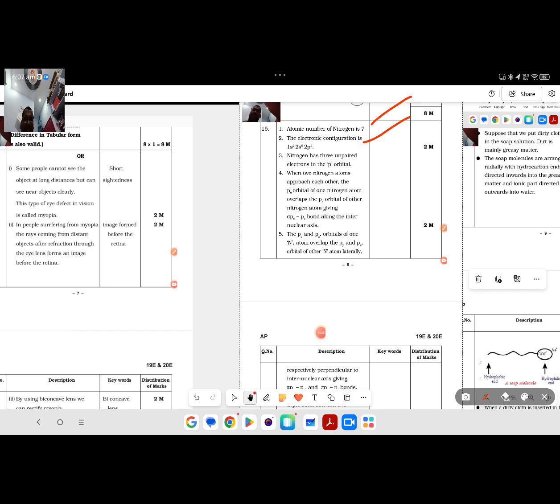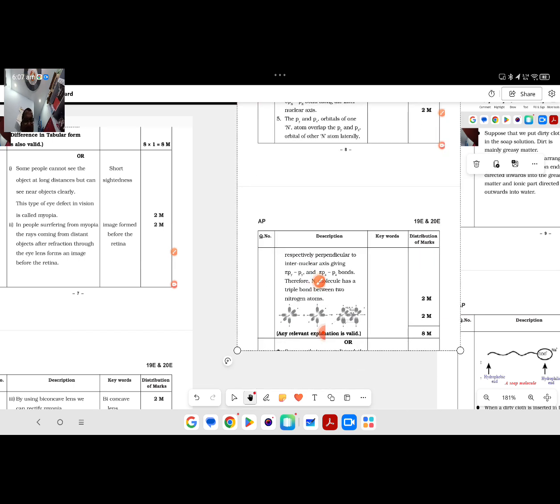For the electronic configuration, the 3 basics, you'll get 2 marks. For explanation about px, sigma bond, pi bond, you'll get 2 marks, right? And drawing the relevant diagram, you'll get 2 marks. This is how the marks will be allotted. Don't miss this concept, very very important.